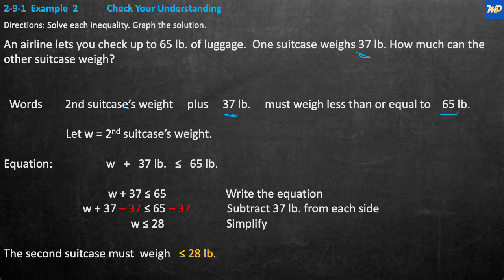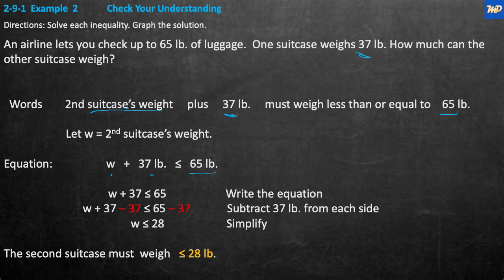There's our inequality. So we're going to let W equal the weight of the second suitcase. That's this one here, the second suitcase. And we're going to say W plus 37 is less than or equal to 65 pounds. We'll write out the equation, which is W plus 37 is less than or equal to 65. And we have to get the W, the weight of the second suitcase, by itself so that we can determine what it is. We can't have any part of the 37-pound other suitcase interfering with it. We can only use the W by itself.